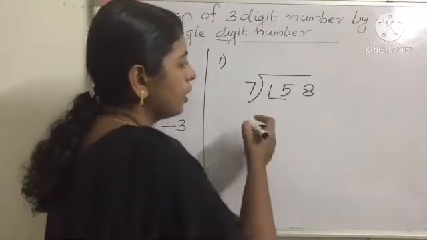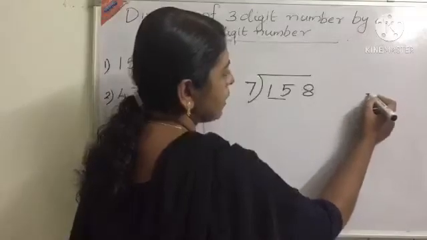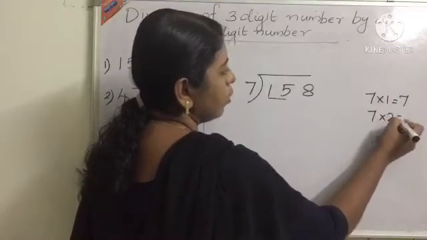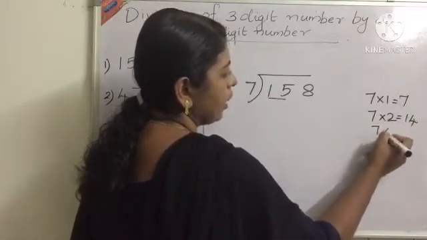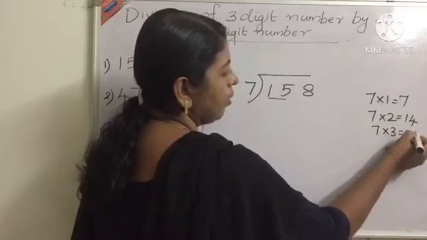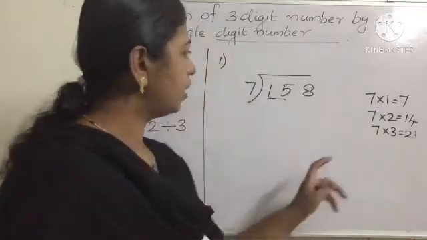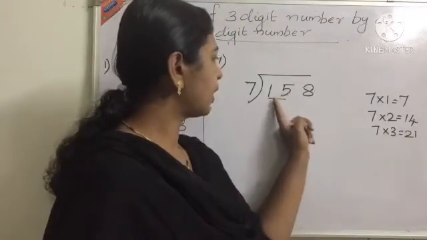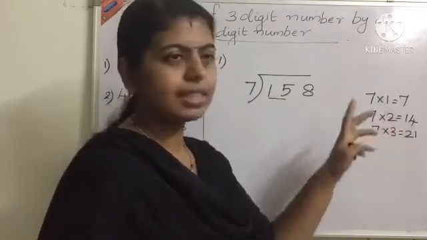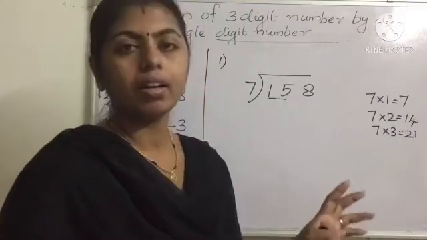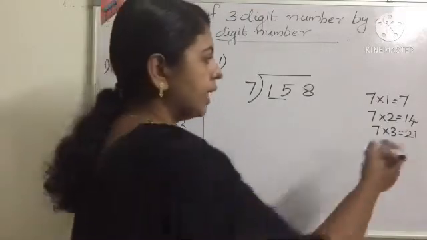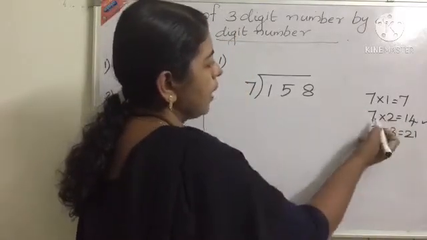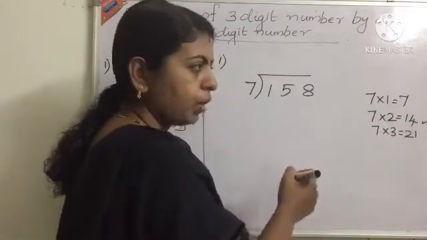Then for this we need the multiplication table of 7. 7 ones are 7, 7 twos are 14, then 7 threes are 21. Here 14 is there, after that 21. 21 is more than 15 and 14 is less than 15. So which one will we take? We will take this 14. Then here how many times? 7 into 2 is 14.